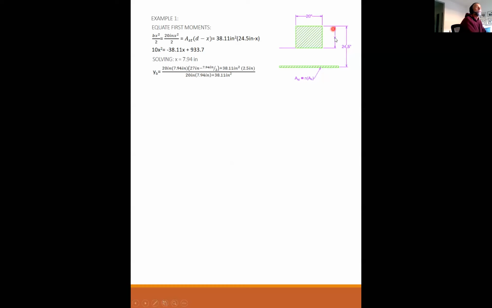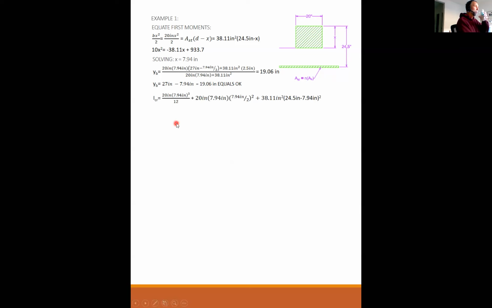So if this is 7.94 inches, then I should be able to sum up all this area and find the center of gravity. So I did 20 times 7.94 times 27 minus 7.94 over 2. They get the center of the concrete. Plus 38.11 times 2.5 is the distance from the bottom of the beam. Divided by the total area, I get 19.06. If I did it right, then 27 minus 7.94 should be 19.06. So that confirms that we have the right section.